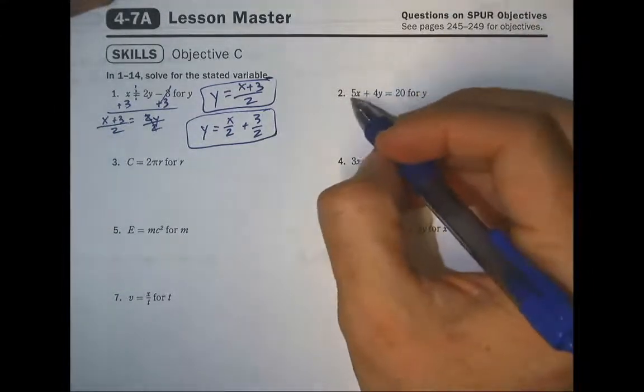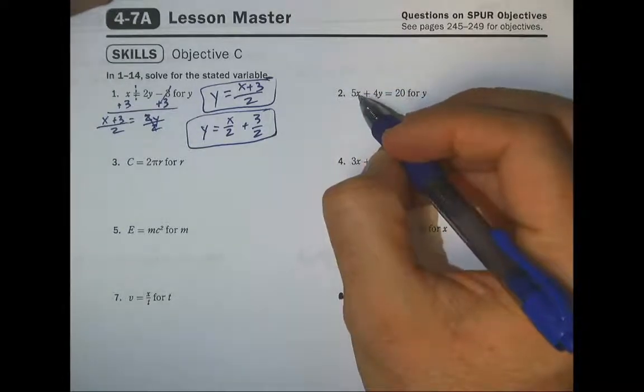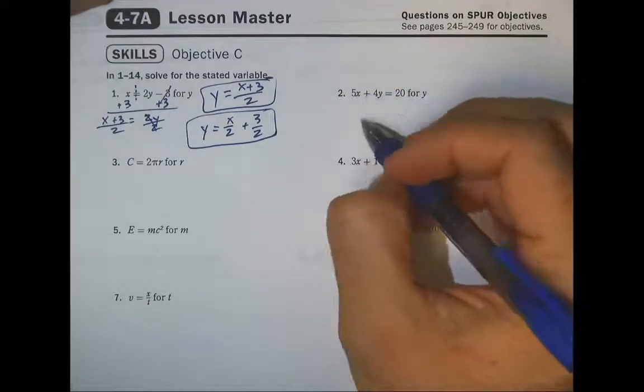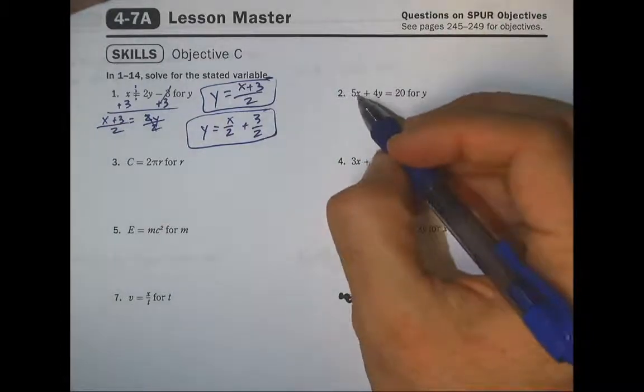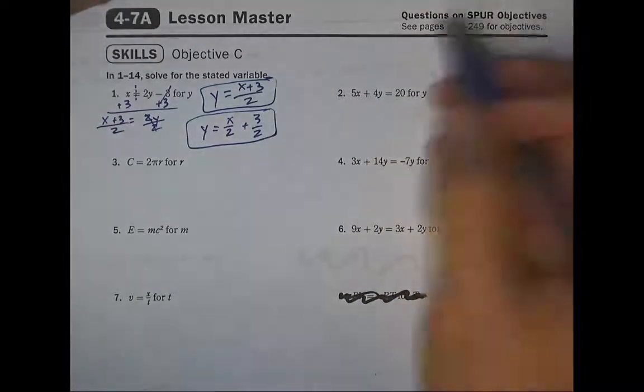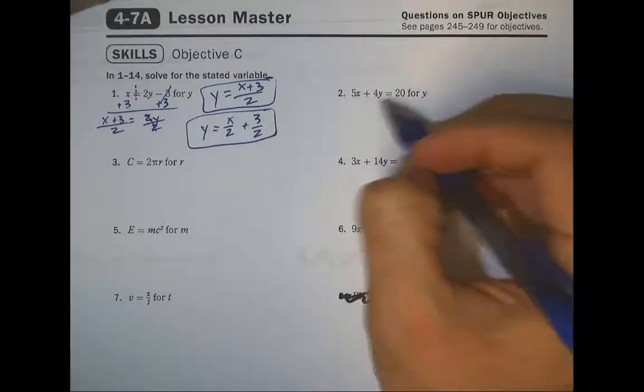All right, number 2, get y by itself. Start with this. Now, when we see a number attached to a variable, a coefficient attached to a variable, we're so used to dividing to get rid of it that you might fall into that trap. But that would leave the x behind. We want all of it to go away. We're trying to get y by itself. We're solving this whole thing for y.